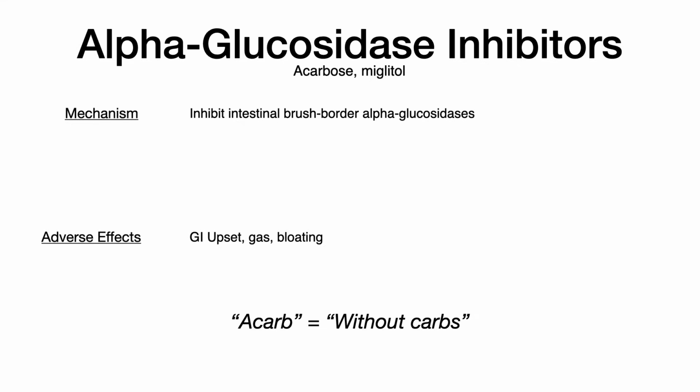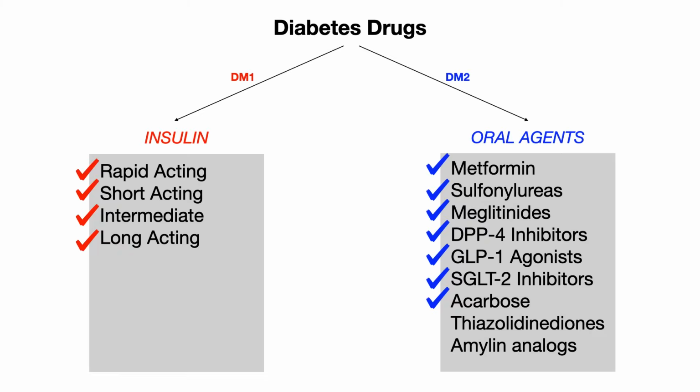So that's how I remember alpha glucosidase inhibitors. Again, the big one is acarbose. So here is where we are so far.